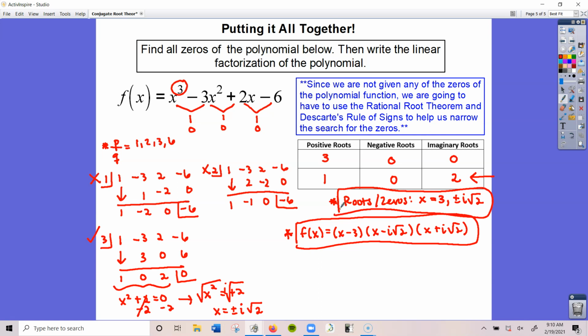And those are the remaining theorems for zeros of polynomial functions.